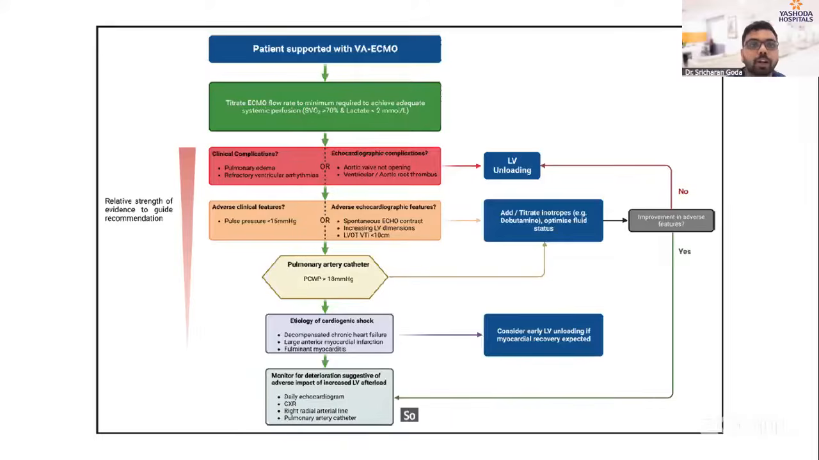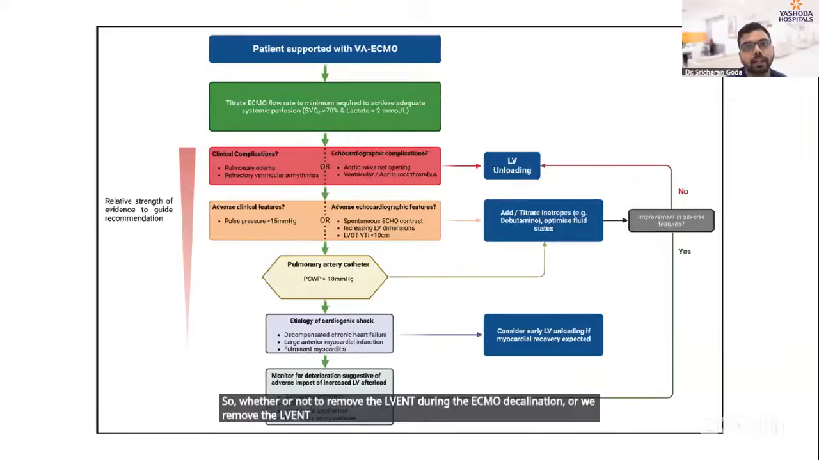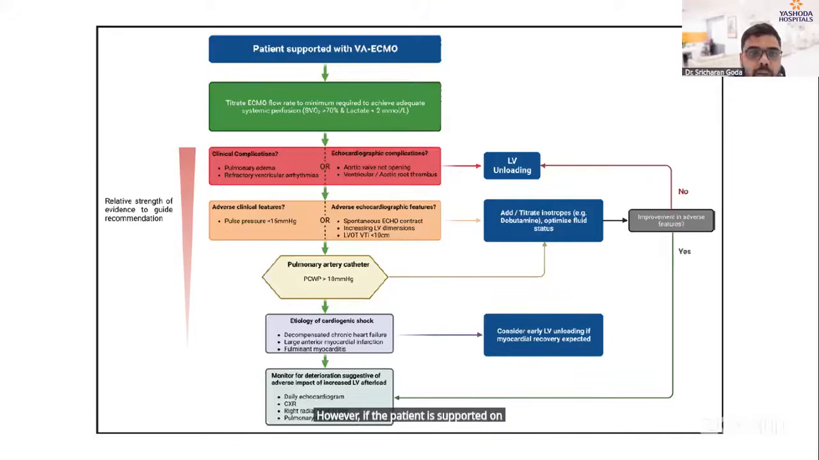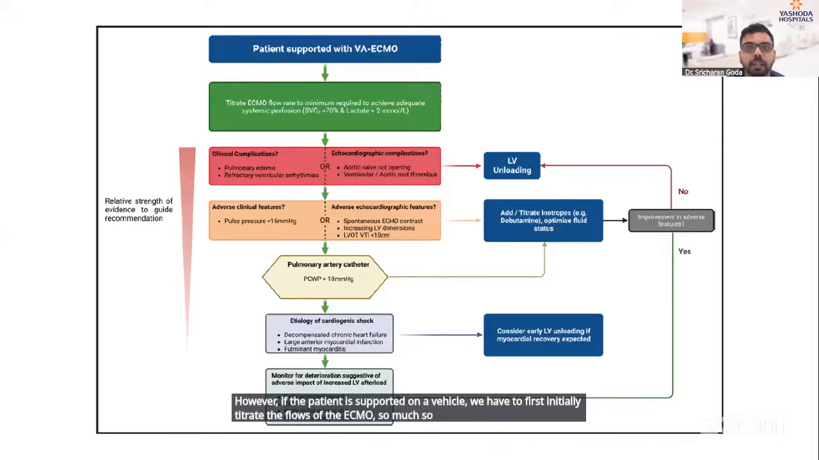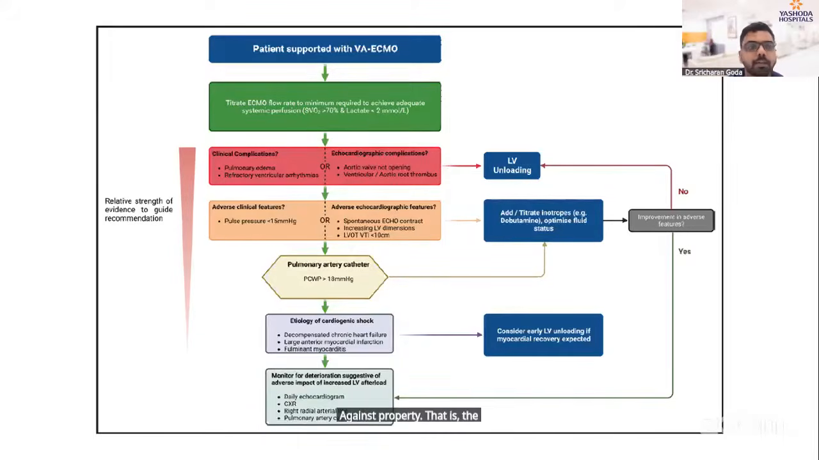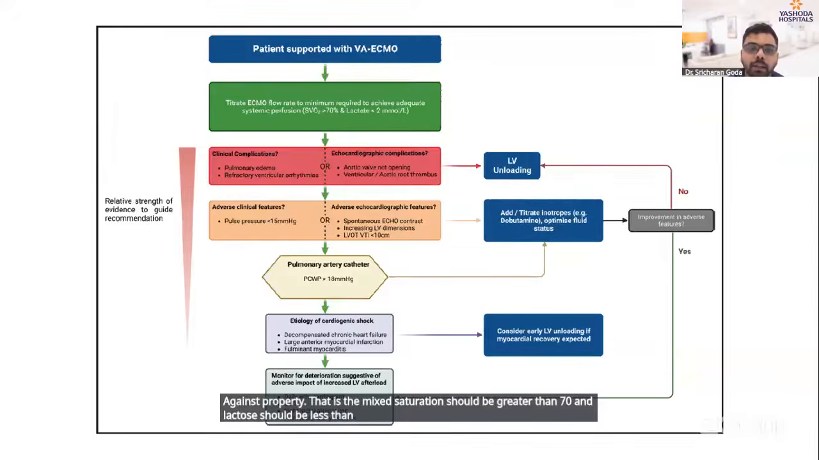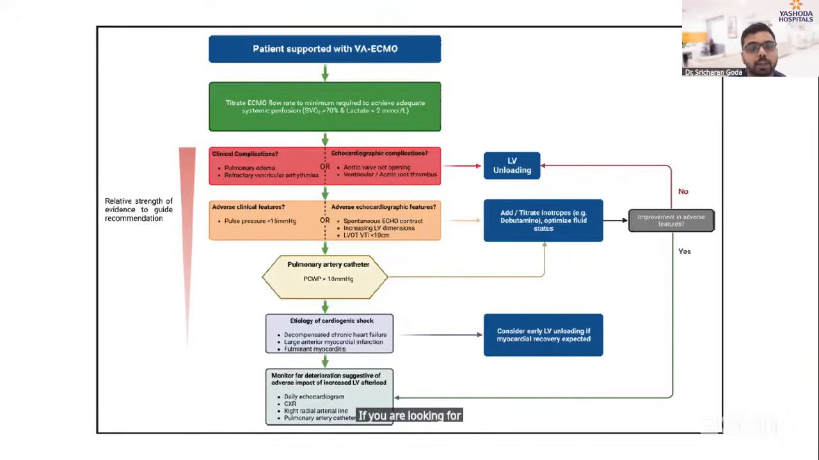Whether to remove the LV vent during the ECMO decannulation, or to remove the LV vent first, leave the patient on VA ECMO for a while and then decannulate subsequently, is a matter of debate. However, if the patient is supported on a VA ECMO, we first have to titrate the flows of the ECMO so that we are perfusing the organs properly. That is, the mixed venous saturation should be greater than 70 and lactate should be less than 2. And then we are looking for clinical complications or echocardiographic criteria.